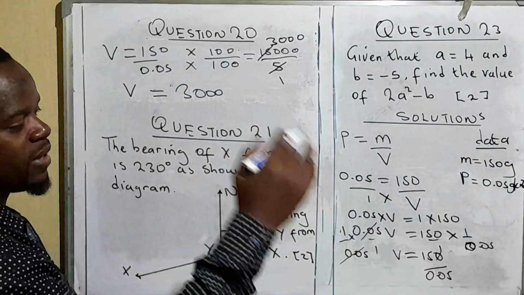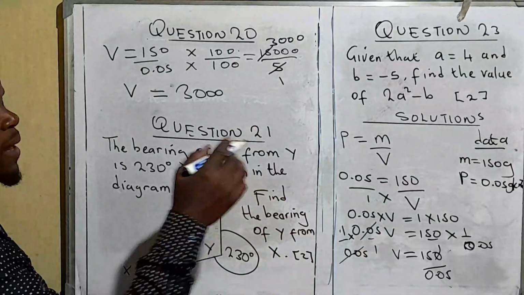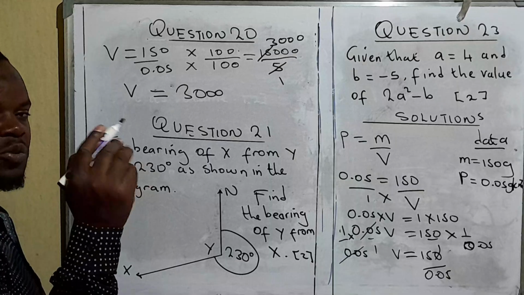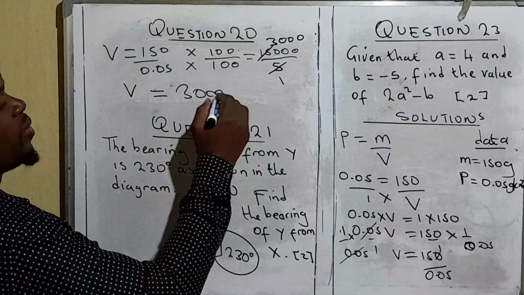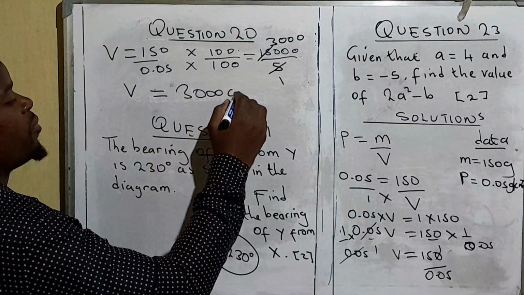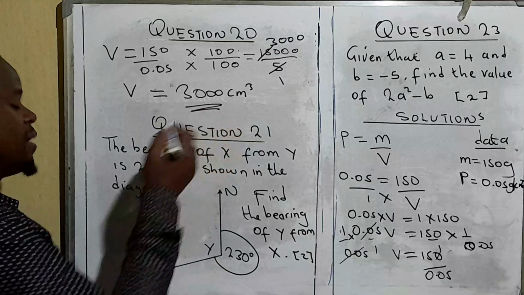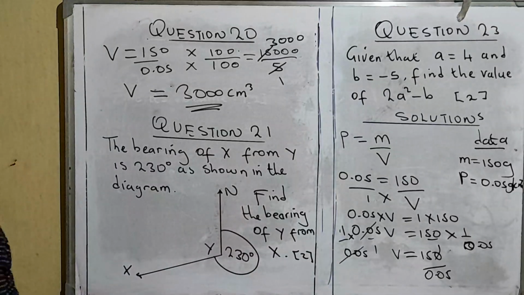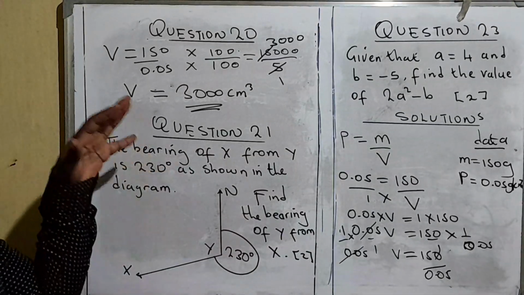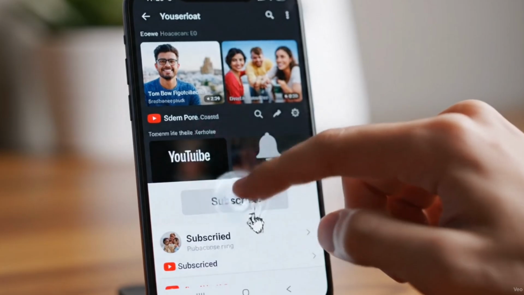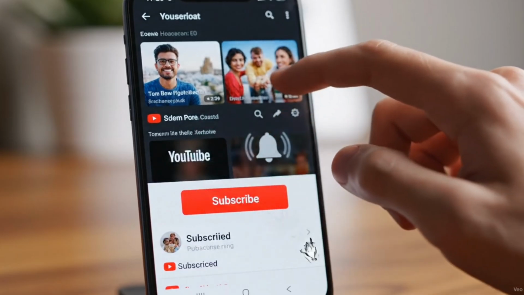And we take note of the units that have been used here. Those were grams, cubic centimeters, right? So here we're going to have cubic centimeters. That's the volume, right? We are done. By just doing that, you pocket 2 marks.